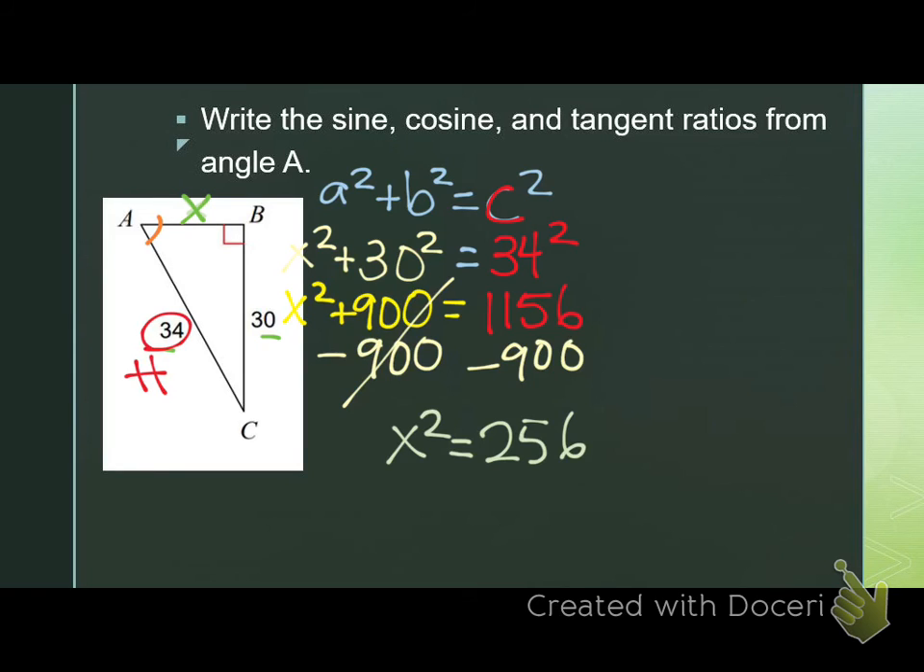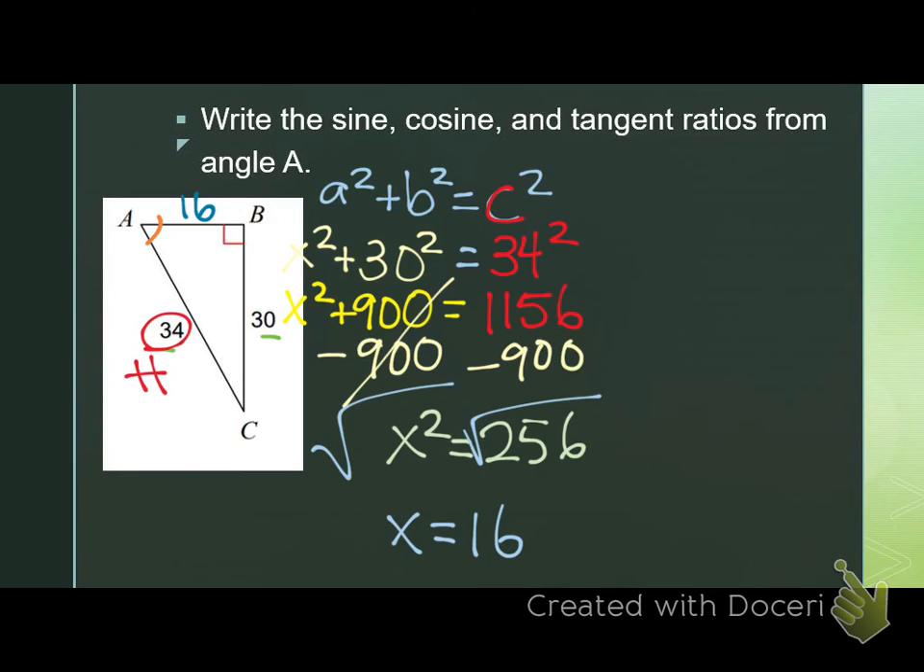Treyon, how do we finish this problem? How do I get x by itself? Oh, use square root. Take the square root. What is the square root of 256? It's 16. So that means my missing side is 16. This side.